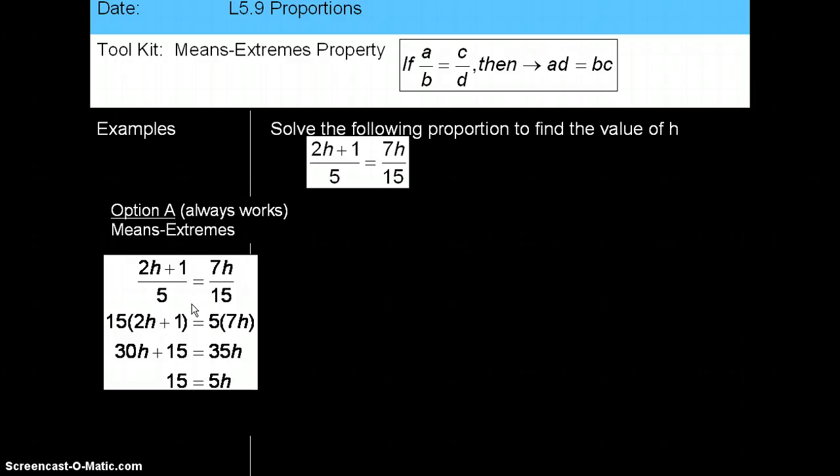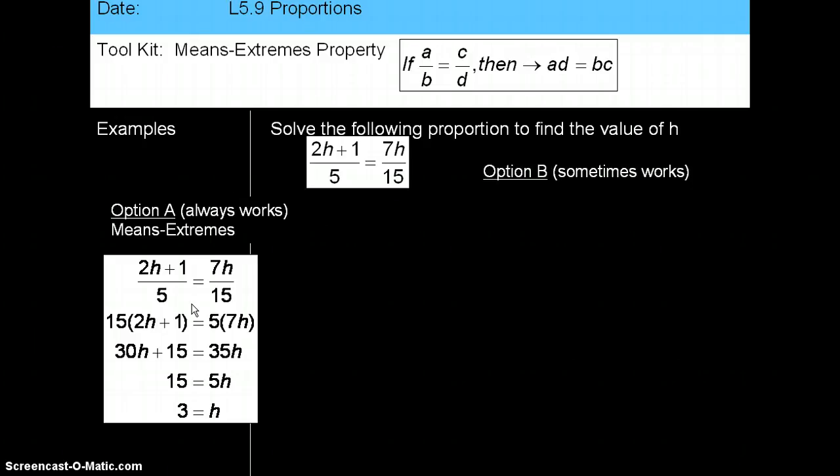We're going to use our distributive property to multiply. We find out that 30h plus 15 is equal to 35h. We can add negative 30h to both sides to see that 15 is equal to 5h. If we divide by our coefficient, we just found out that 3 is equal to h.